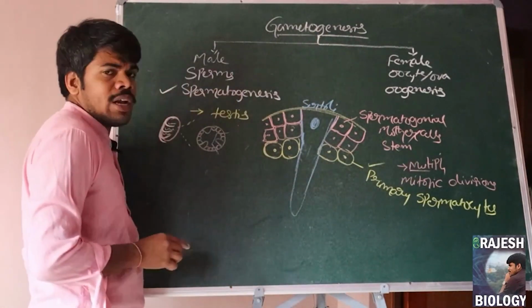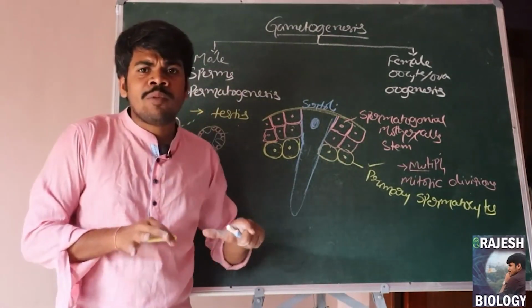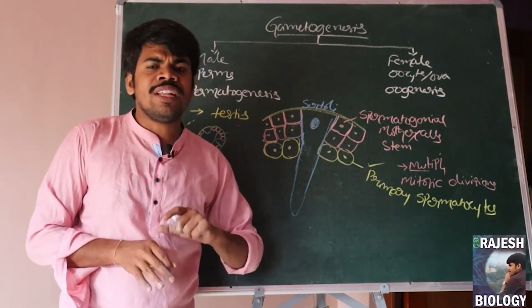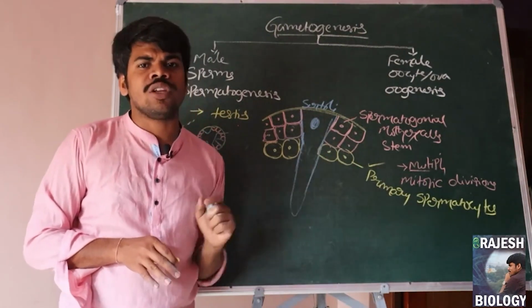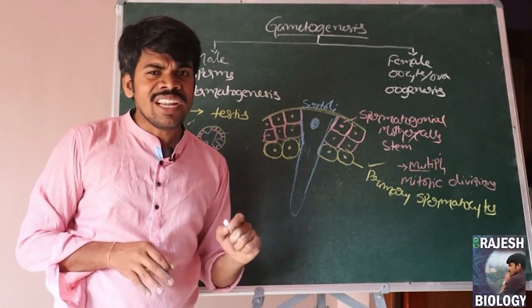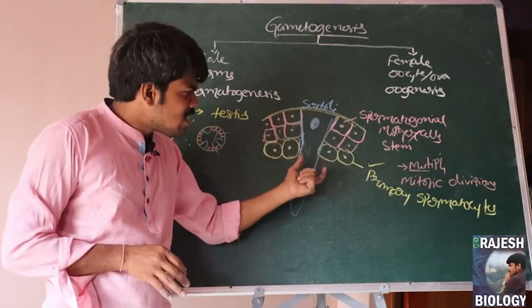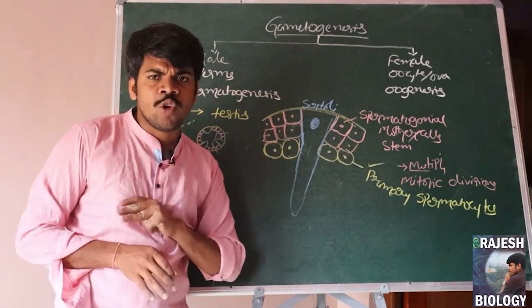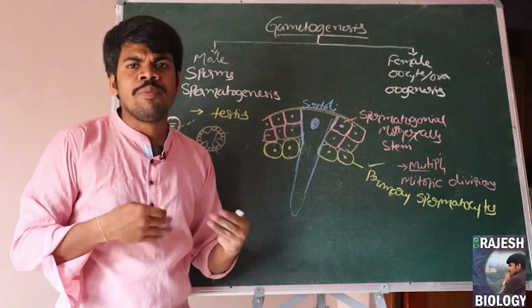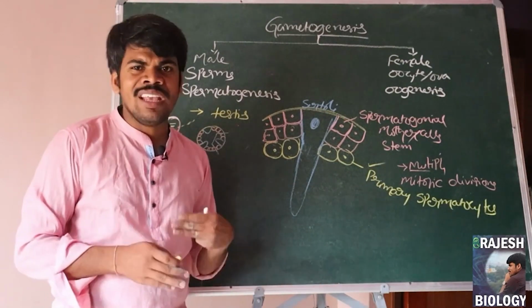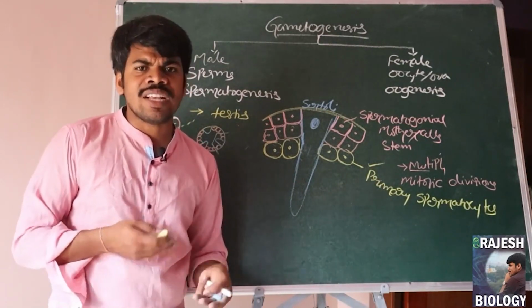Up to the primary spermatocyte stage, there is no change in the genetic information. Why? They just show the mitotic divisions. There is no meiotic division. They multiply and proliferate. They increase in their number and in their size.